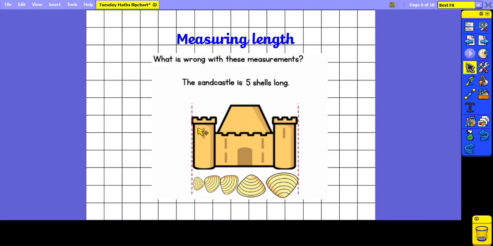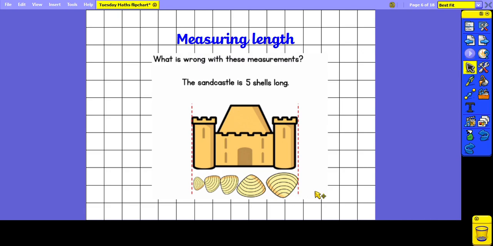And here we've got a sandcastle and it has been measured using shells. And it says the sandcastle is 5 shells long. However, there is a mistake here, and the question says, what is wrong with these measurements? So the shells have been used to measure the length, and the problem is that each shell is a different size. They're not all the same. So some of the shells are quite small and some of them are quite big.